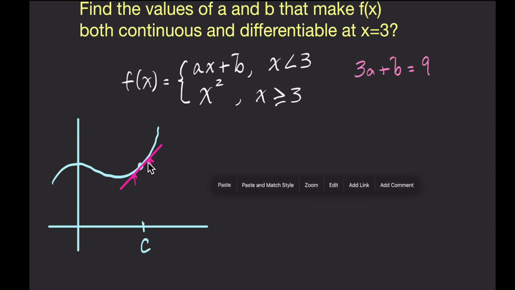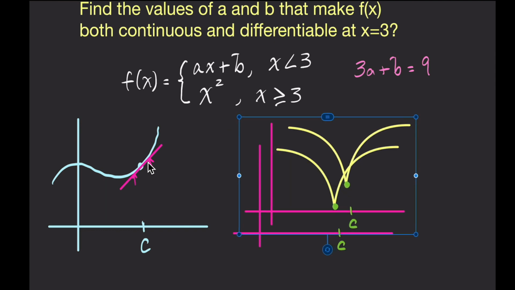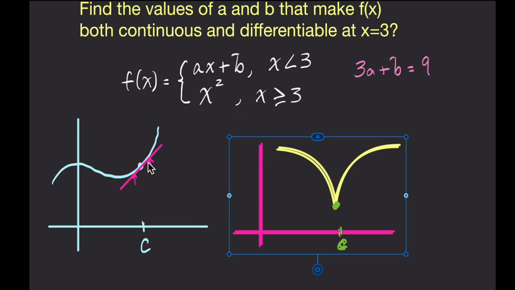Now, let's compare and contrast that to this graph. Here, we have a graph that we also would agree is continuous. If we took f of c, we would get this value right here. If we took the limit as x approaches c from the right, we would get that value. If we did the limit from the left, we would get that value. This graph passes all three steps for continuity.